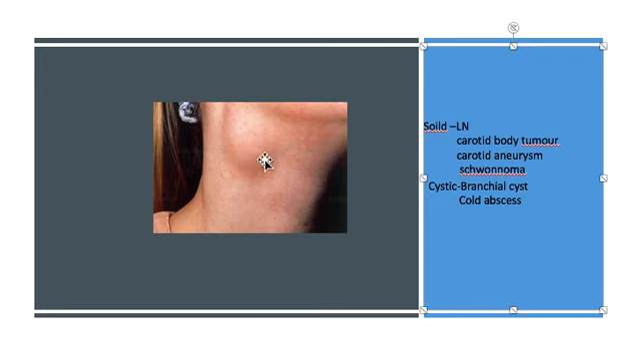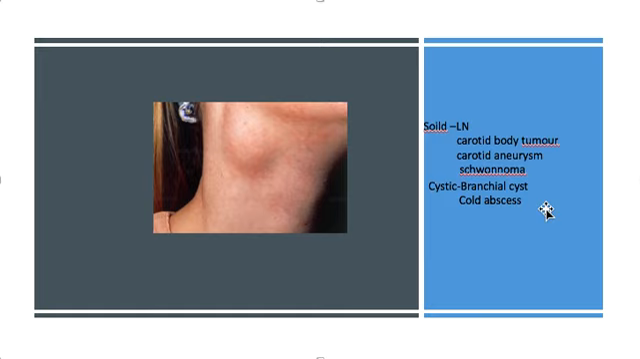If it is cystic, of course, you are going to diagnose a branchial cyst or maybe a cold abscess. But in a cold abscess, there will be some other features suggestive of tuberculosis. And also one point, even though a branchial cyst is cystic and a cold abscess is also cystic, they wouldn't be transilluminant because the contents are generally a bit opaque.